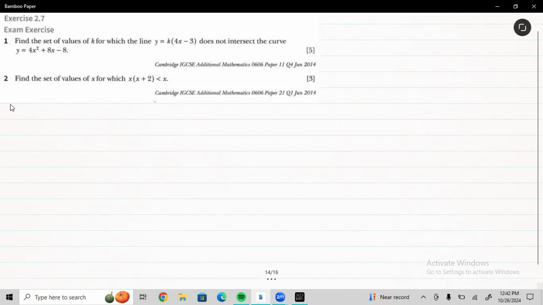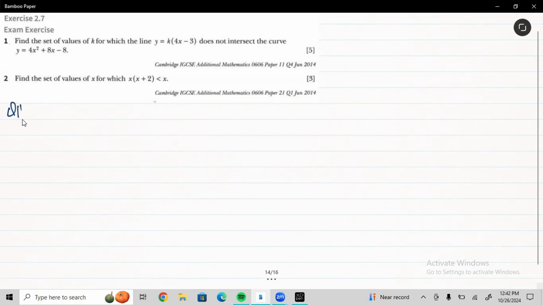Now, there will be no new concepts in this exercise. However, the questions will be a little more tricky, but if you have practiced and you have clarified your concept, you will not find any issues in solving these questions.